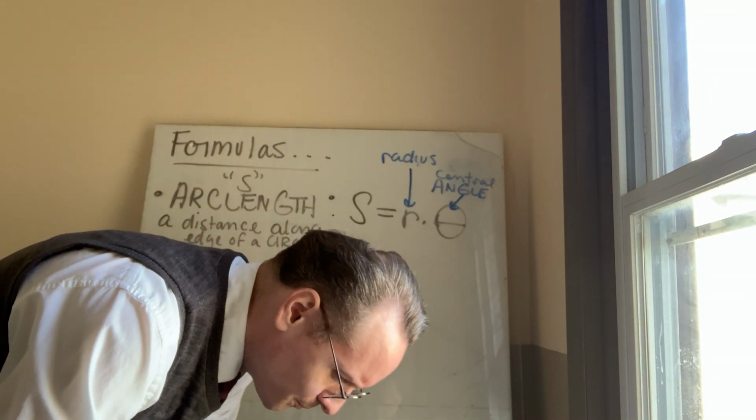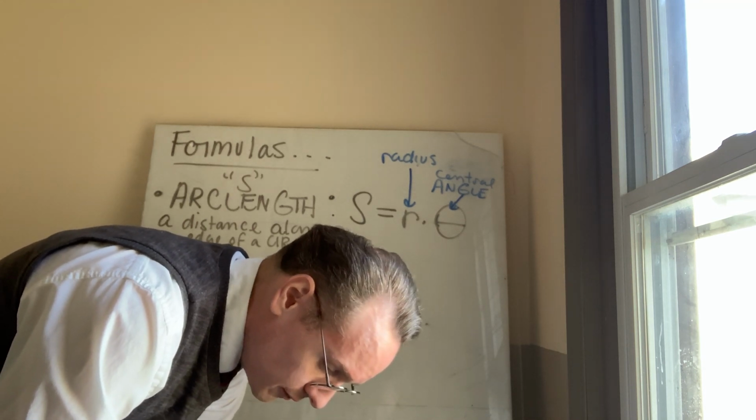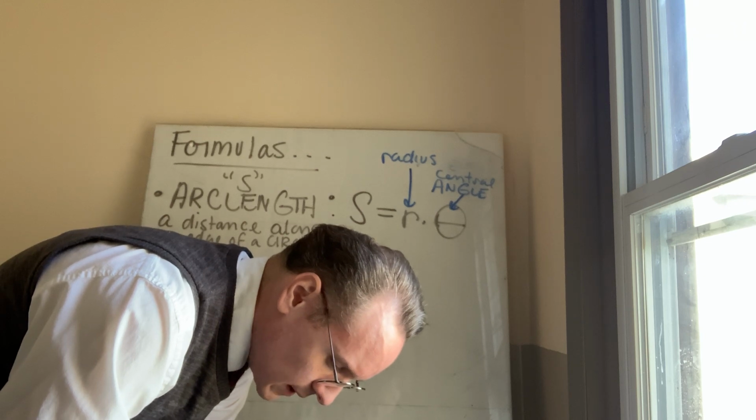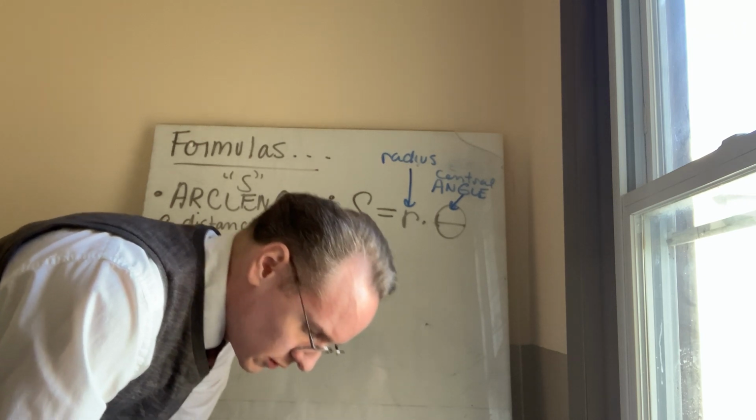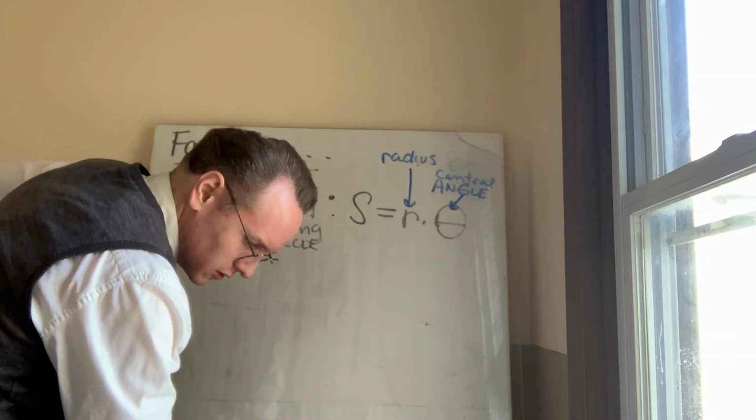Let's see. And then you convert it to radians. And then in theory, you convert that to pi radians. Right, so here's an example really quickly.